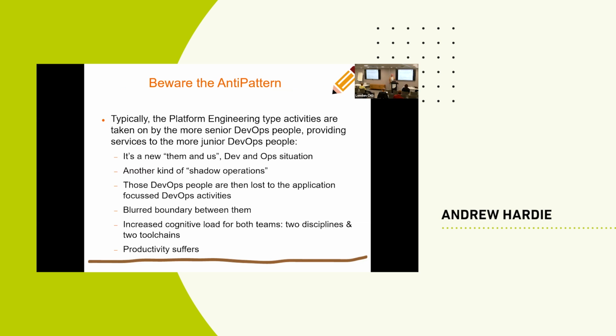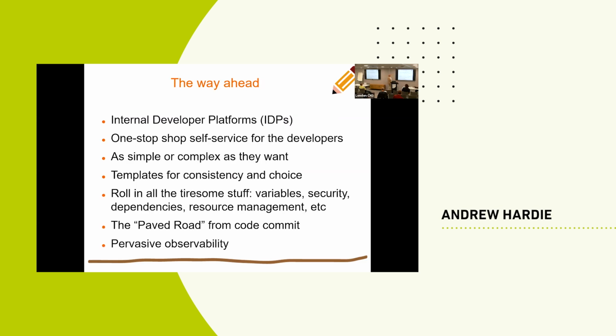And the blurred boundary between them, this is not like the old Dev and Ops, you know, hard boundary, throw it over the wall and you're not allowed into the ops room because it's got a combination lock on the door. That was a good blunting of productivity, wasn't it? And increased cognitive load, so productivity suffers. When in doubt, create another abstraction layer.